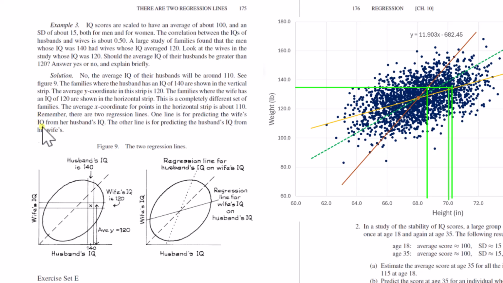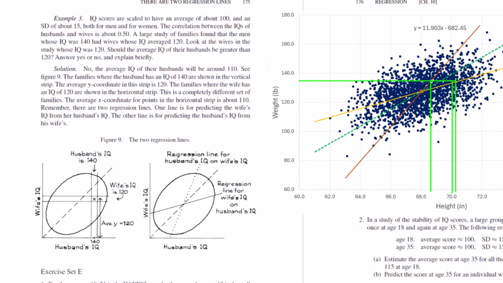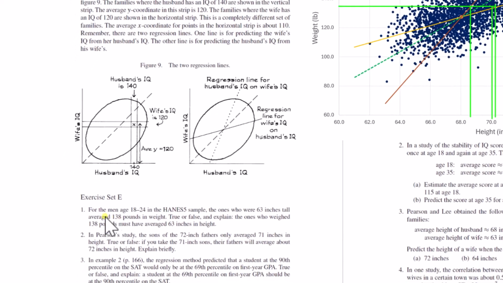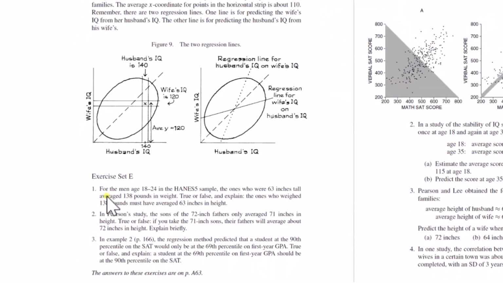The question was, would we be greater than, let's see, 120? So you have to take a look at the chart to see the exact answer. But okay, let's take a look at the exercises. For the men age 18 to 24 in the Haynes 5 sample, the ones who were 63 inches tall averaged 138 pounds in weight. True or false, and explain.